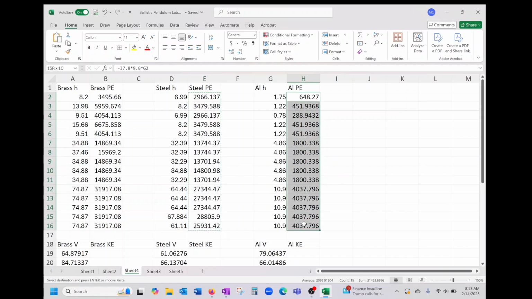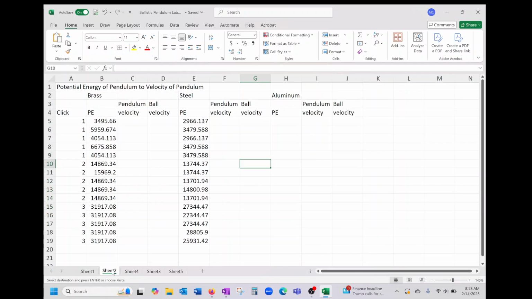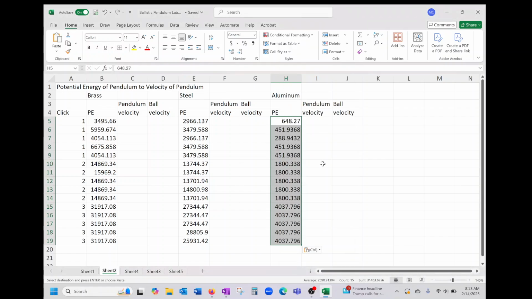So we'll just copy and we'll paste these here. Okay, very good. So the next thing we need to do is calculate the pendulum velocity.